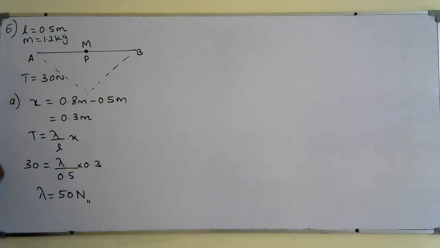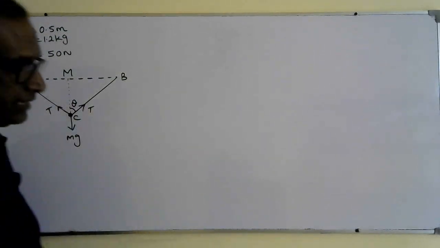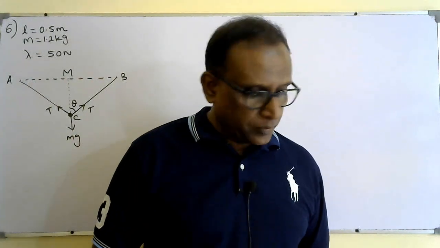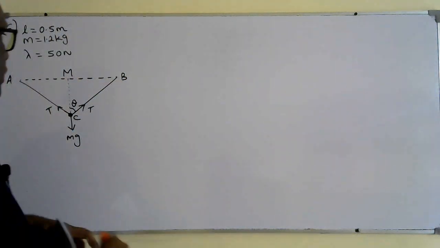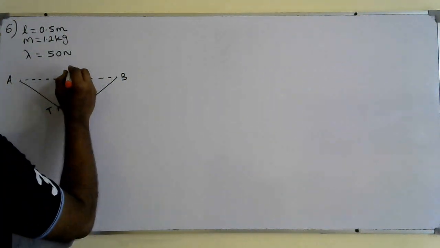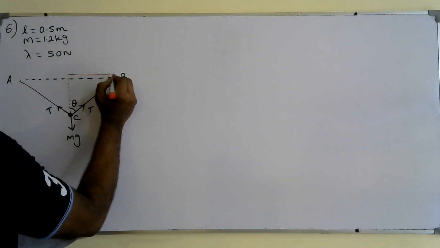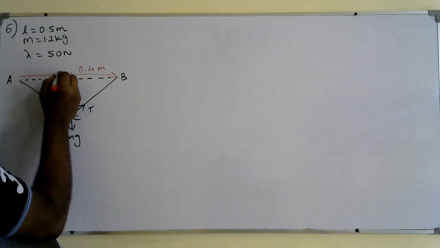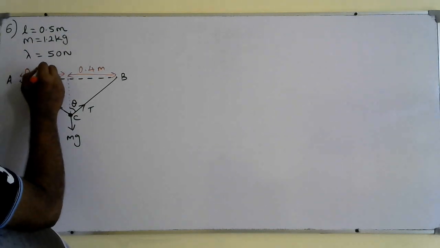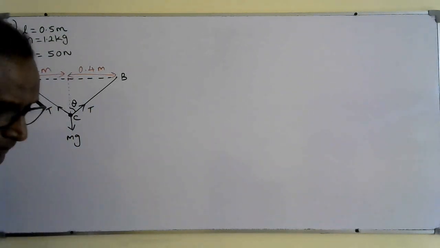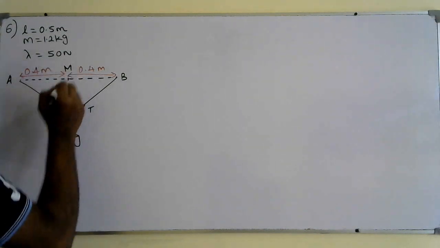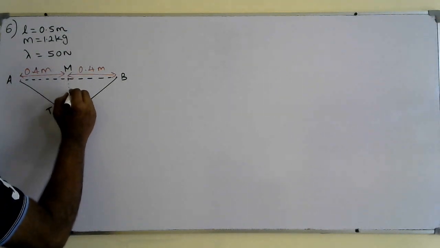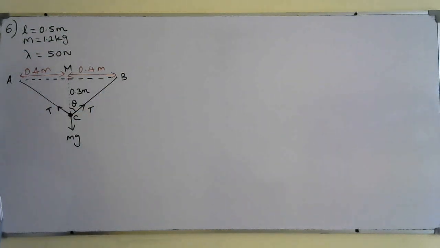So I'll draw the diagram for the B part. So this first part is over. Lambda is 50 Newton. We found it now. So initially AB, the distance between AB was 0.8 meter. So M was the midpoint. So this distance, this length will be 0.4 meters. So this will be 0.4 meter. Same way this also 0.4 meter. This is the point M, the midpoint of it. Okay, so this length is 0.3 meter. They are saying it's pulled down through 0.3 meter.